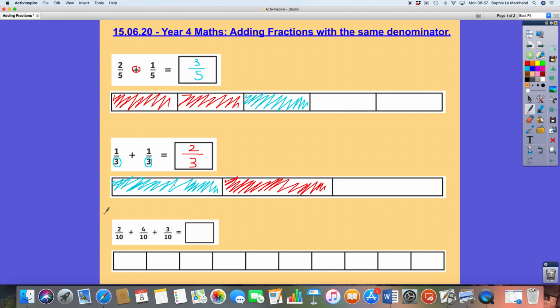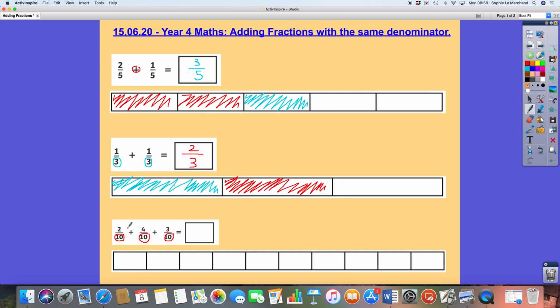Now, sometimes you might be asked to add more than one fraction together. And in this case, we've been asked to add 3 fractions. And as long as they have the same denominator, it's exactly the same process. So if you have a look at this sum, we've got 2/10 plus 4/10 plus 3/10. So clearly, looking at the denominators, we're working in tenths. So here's my whole, and my whole bar has been split into tenths. 1, 2, 3, 4, 5, 6, 7, 8, 9, 10.